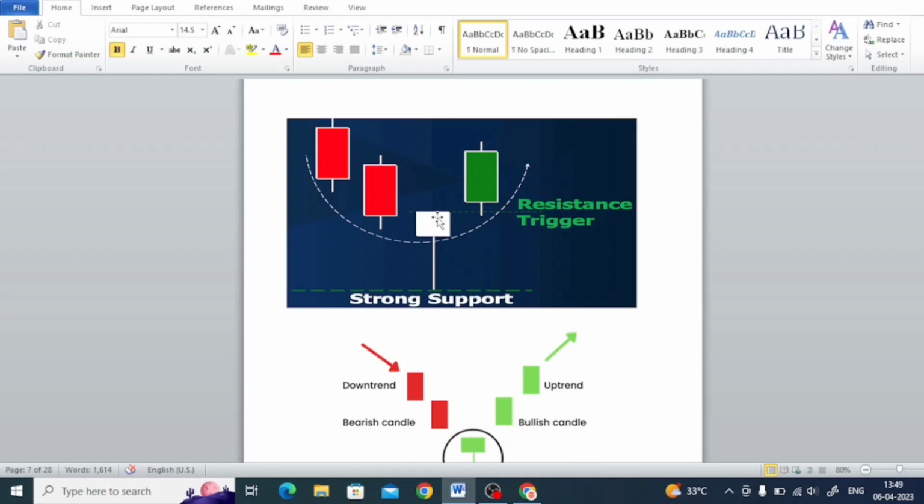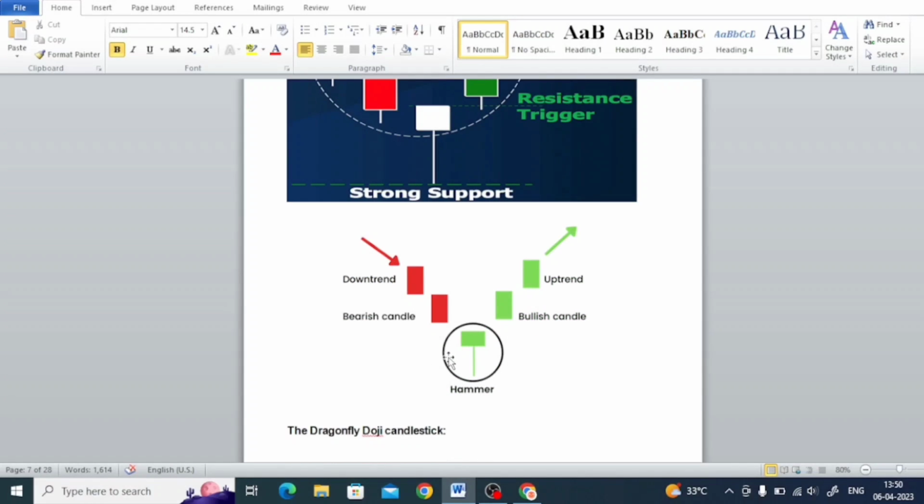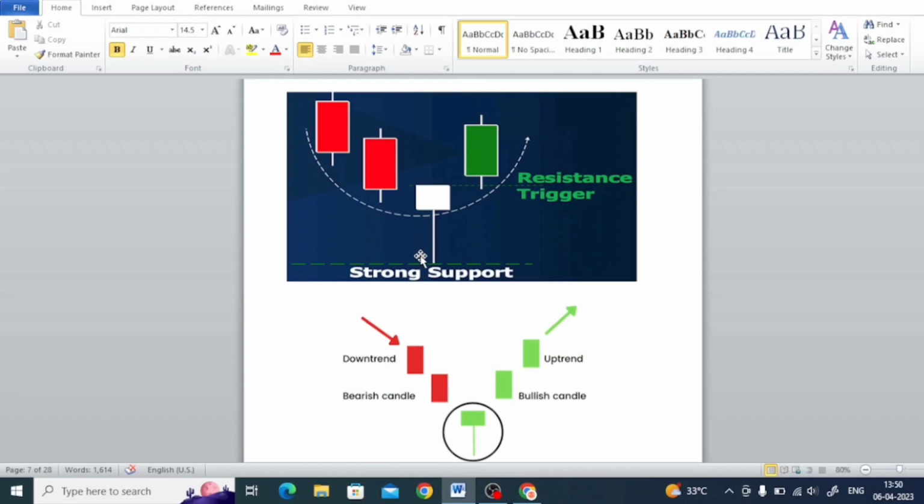The confirmation of the hammer candlestick is signaled by a close above the hammer candlestick high in the next 1 or 2 candlesticks to indicate a reversal of the prior downtrend. This is a good example of hammer patterns. In this place, strong support prevails.